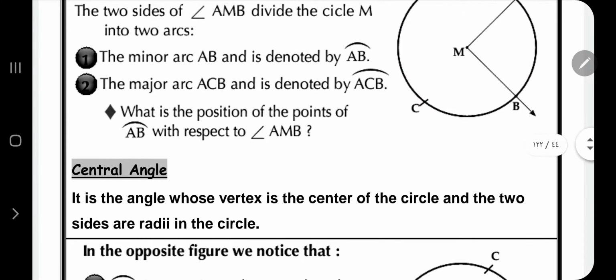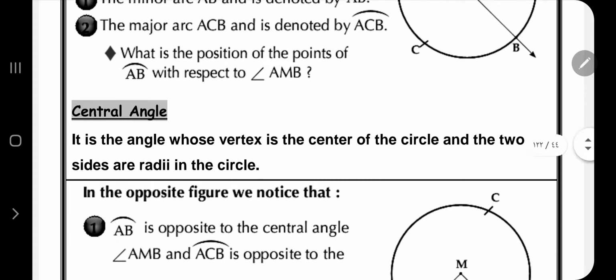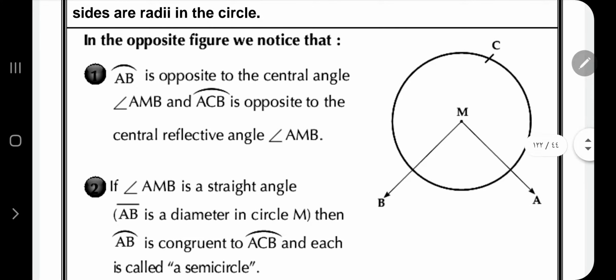This is the definition of the central angle. It is an angle whose vertex is the center and its two sides are radii of the circle. As you see, angle AMB is a central angle. Its vertex is M and its two sides MA and MB are two radii.